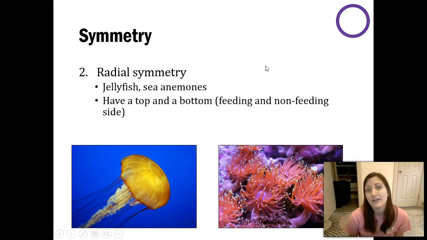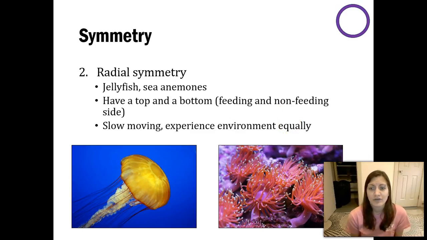Something about organisms that have radial symmetry is the way we separate them is a top and a bottom. Usually one of those sides is the feeding side, and the other side is the non-feeding side. And we'll talk about that more when we talk about our jellies.